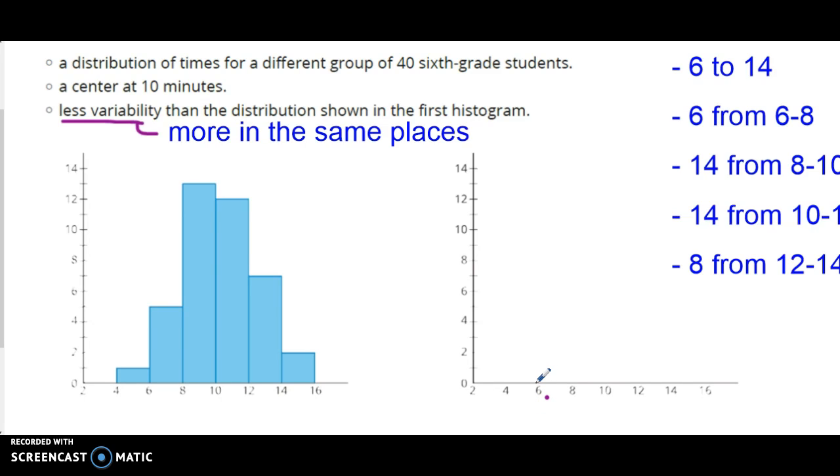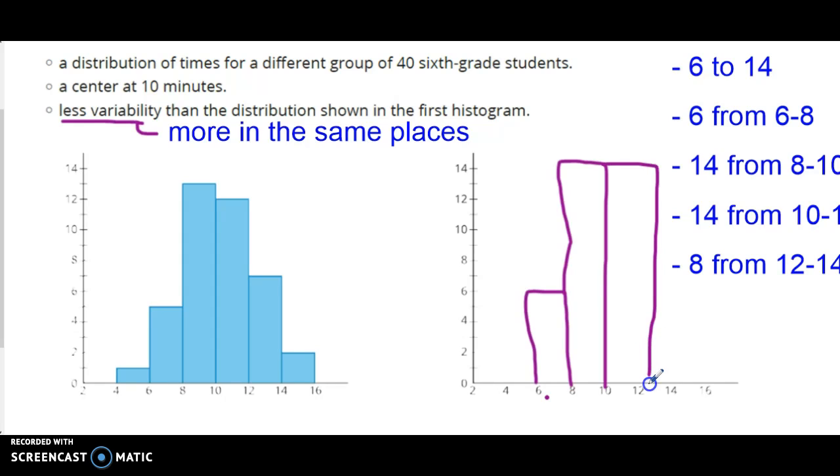6 students from 6 to 8. So I'm going to draw my lines all the way up to 6. 14 from 8 to 10. I'm going to go all the way up here to 14. Hopefully your lines are straighter than mine. 14 from 10 to 12. And then 8 from 12 to 14. Okay, is my center at 10? Yes, it is, right in the middle of my data.